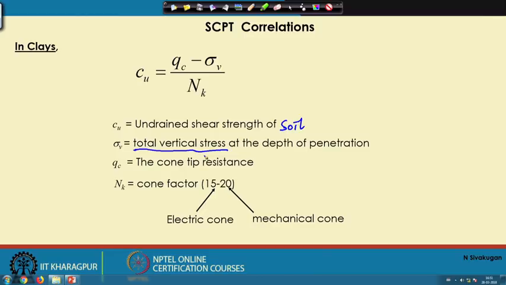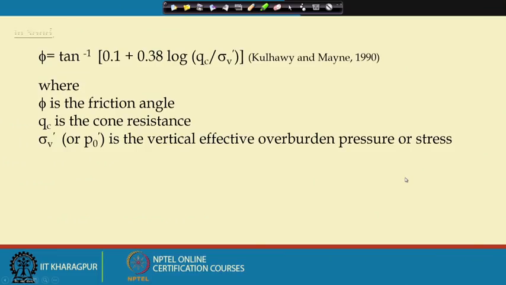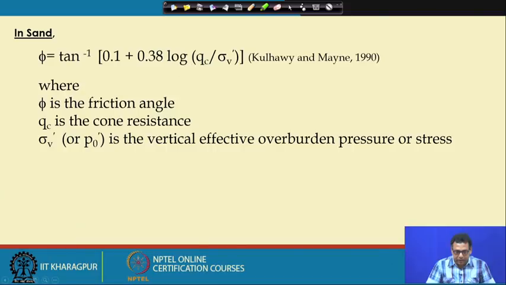But for sandy soil, if it is a sandy soil, then the friction angle phi we can get with this relation. Here log Qc is the cone resistance and sigma v dash, or sometimes we put it as P0 dash, is the vertical effective overburden pressure or stress.